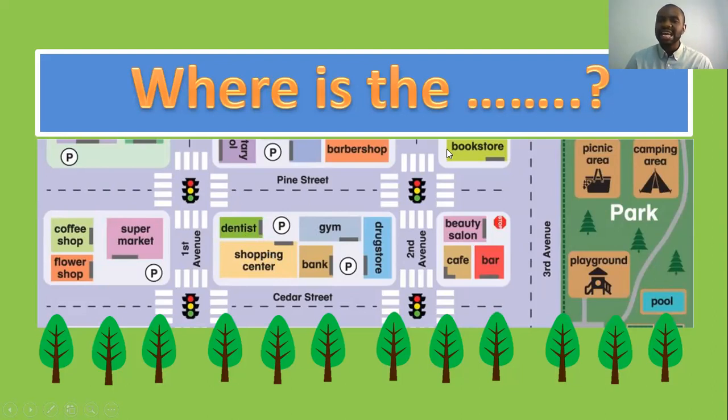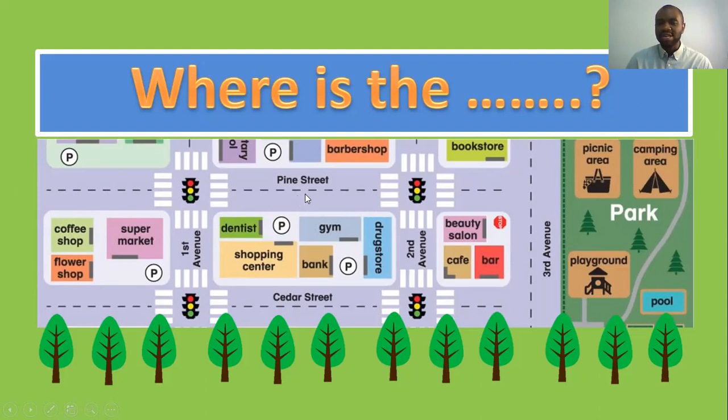Okay. Let's see, bookstore. This is the bookstore. Okay, let's come from this direction. We are driving, we pass the coffee shop. Okay, we pass the supermarket. Okay, there is a roundabout. We go straight. We don't take a U-turn, no. We don't go left, we don't go right, no. We go straight, okay. We pass the dentist, okay? We go straight.